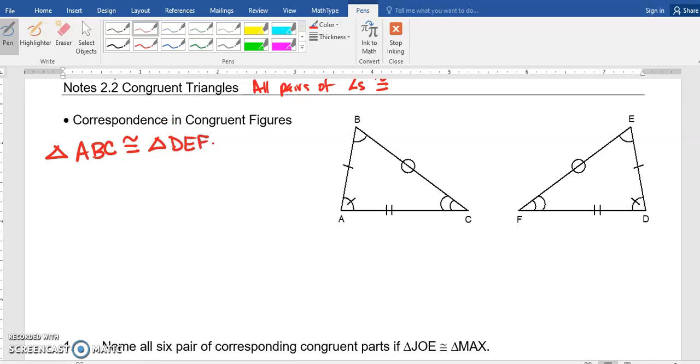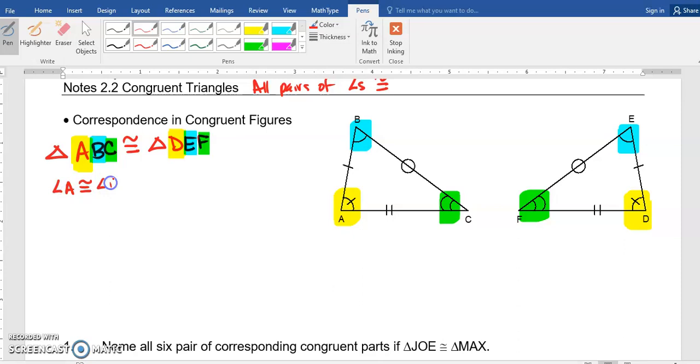And it's that order, and I know it's that order because these two are marked the same, so angle A and angle D must be the same. These two are marked the same, so angle B and angle E are the same. And these two are marked the same, so C is congruent to F. So if triangle ABC is congruent to triangle DEF, then we know all of those things.